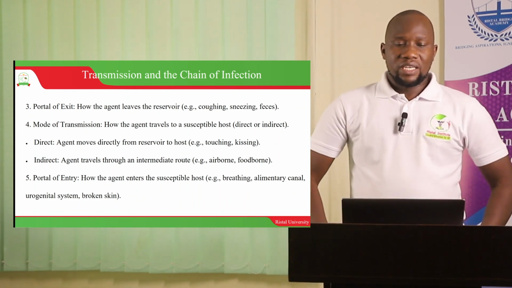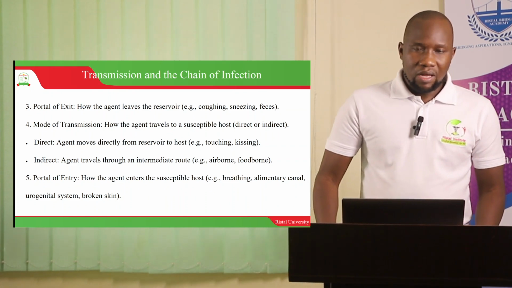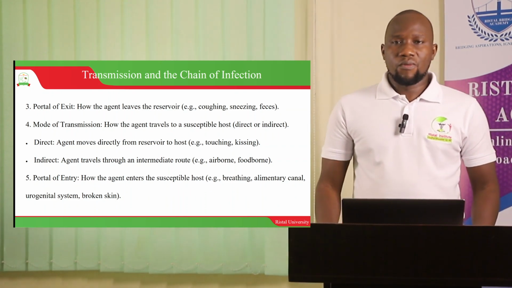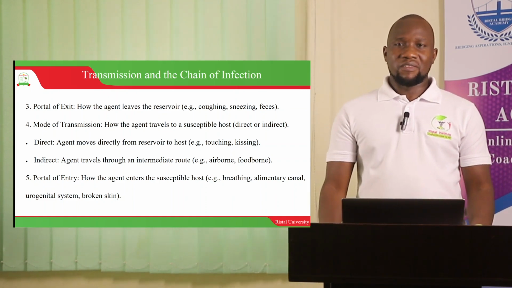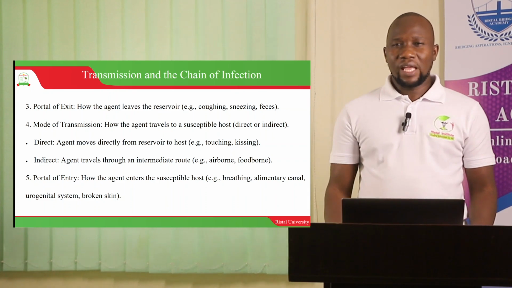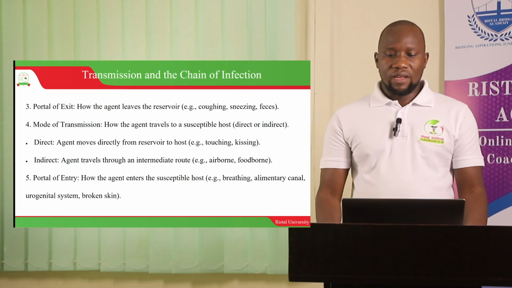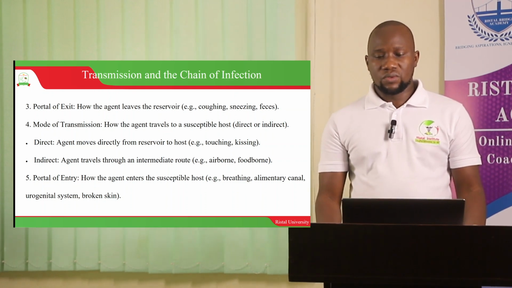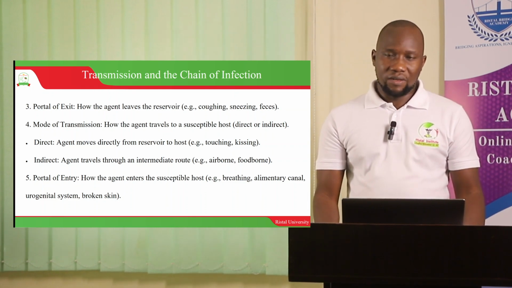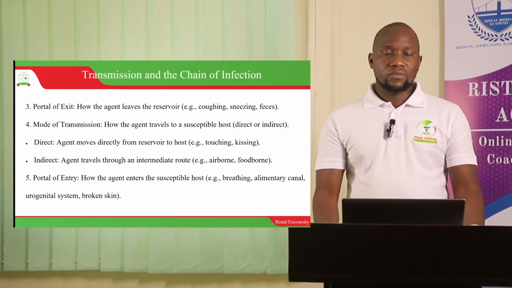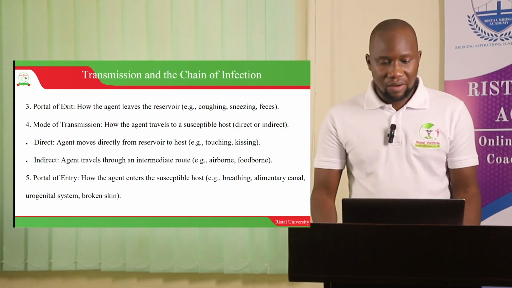So we move to component number 3, which is port of exit. If the infectious agent is within the reservoir, it has to get out. Okay, it has to get out of the body of the reservoir, and it can be through secretions, it can be through sneezing, and be through feces. Okay, these are ways in which the organisms get out of the reservoir.